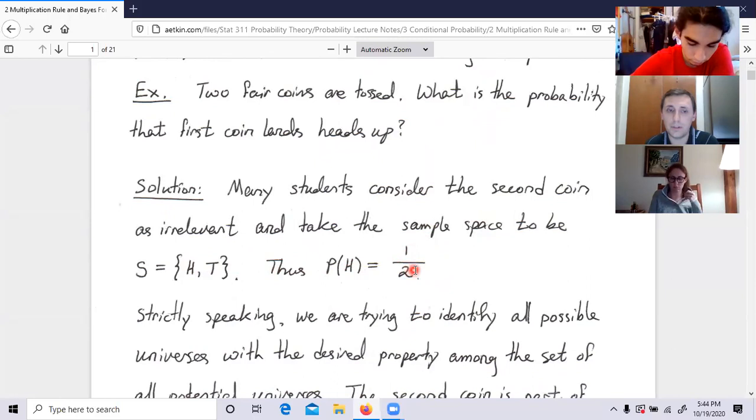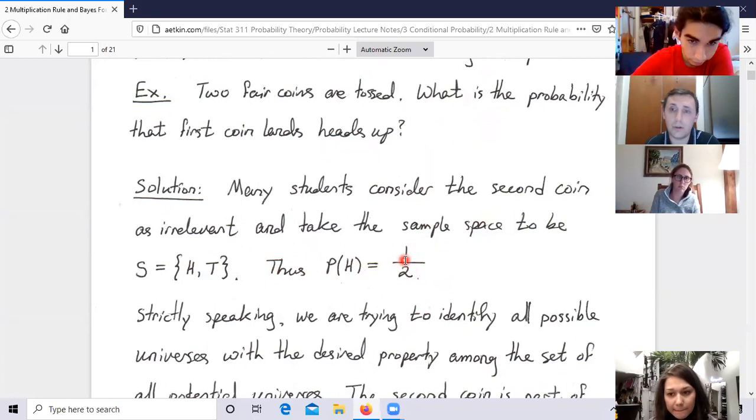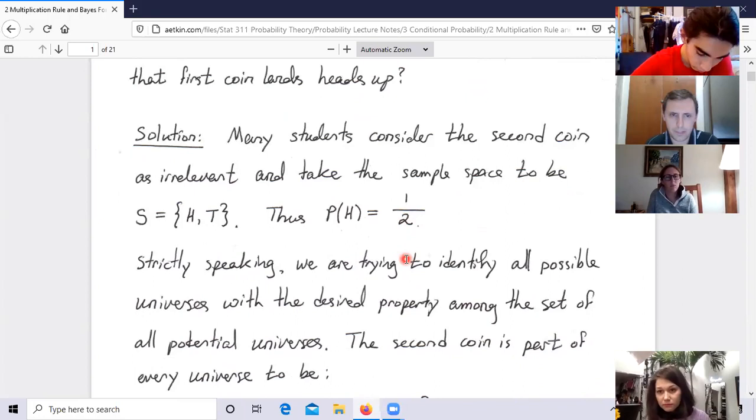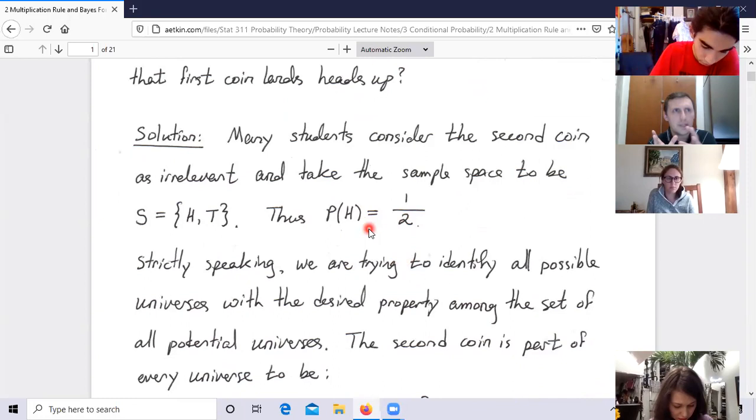So it does not create a mistake in this situation, but you have to be careful because that's not necessarily how I, for example, think about this problem. The second coin is also part of the universe, and what you're truly counting are possible universes, right? So you need to somehow justify why you should reduce the universe that you're dealing with to just one coin.